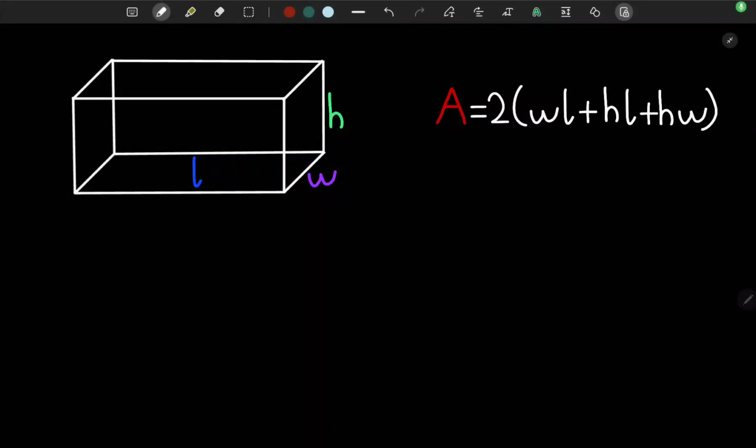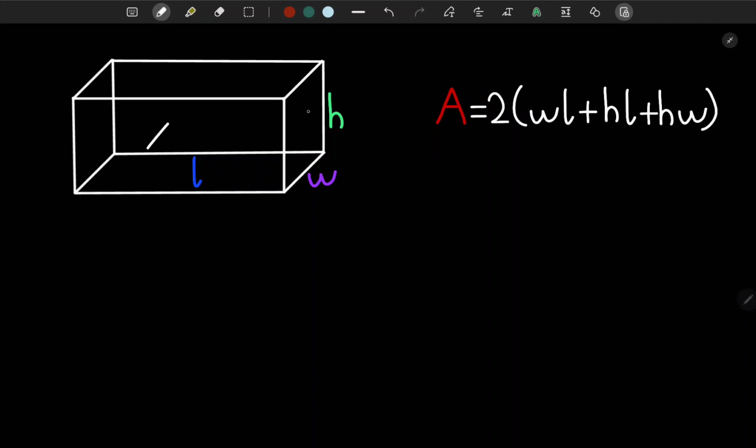So in this video, we'll be learning how to find the surface area of a rectangular prism. First, we need to understand what a rectangular prism is. A rectangular prism, you can imagine it like a box. So basically, this box has 6 surfaces.